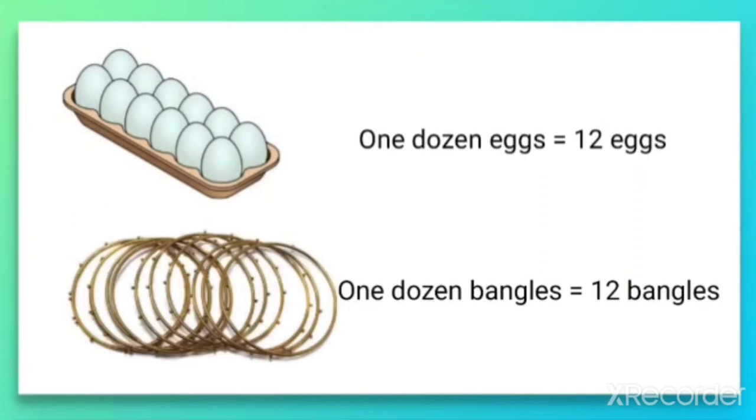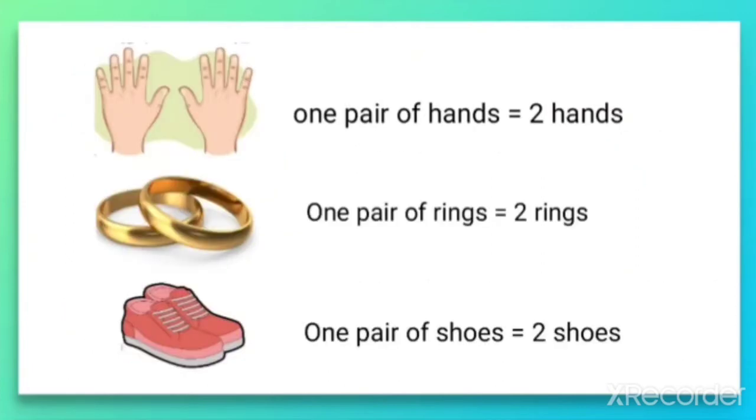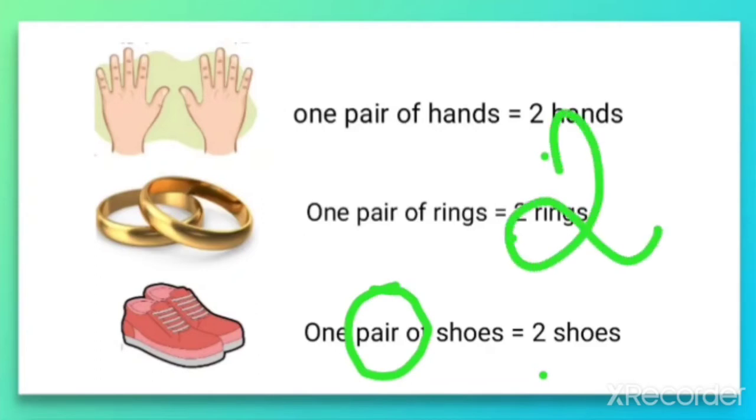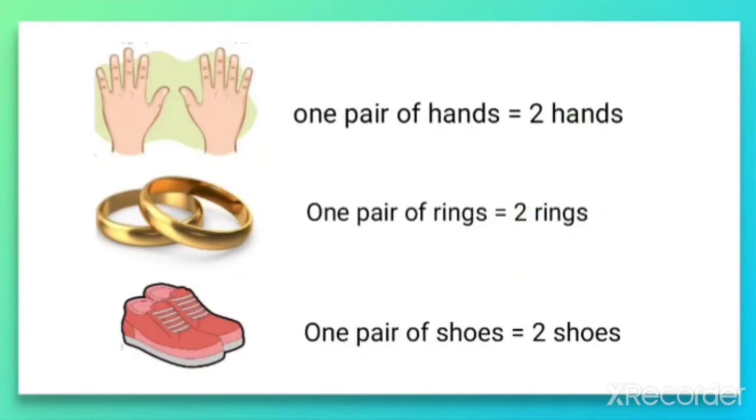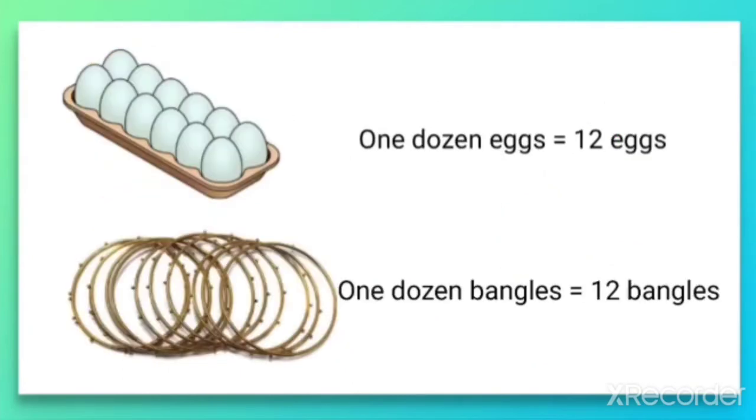Similarly, when we talk about a pair, one pair of hands means 2 hands. One pair of rings means 2 rings. One pair of shoes means 2 shoes. So what does this pair mean? This pair means the number 2. So a pair of anything is equal to 2 of that substance. Similarly, a dozen of anything represents 12 of that substance.